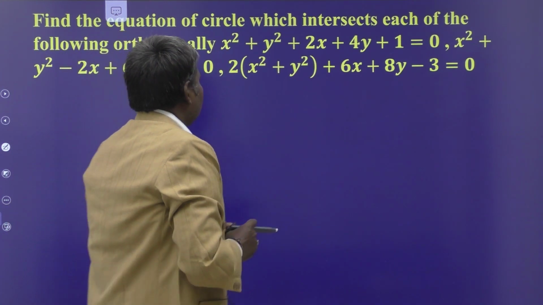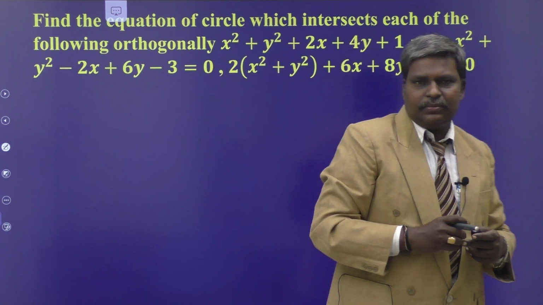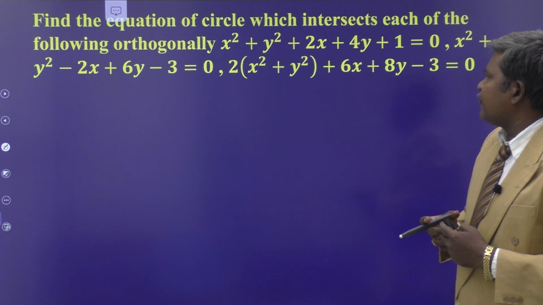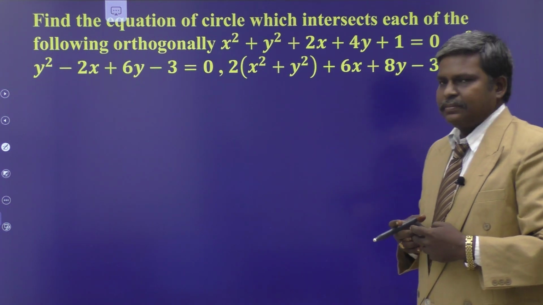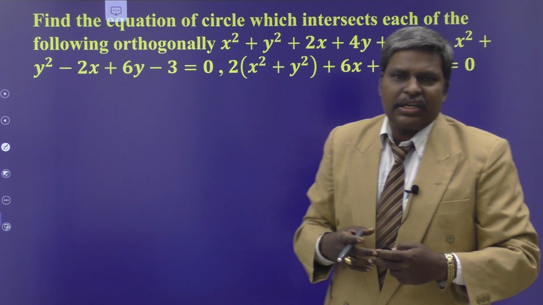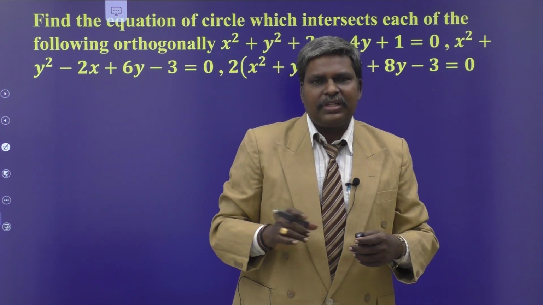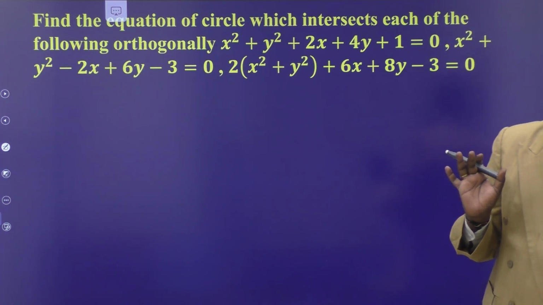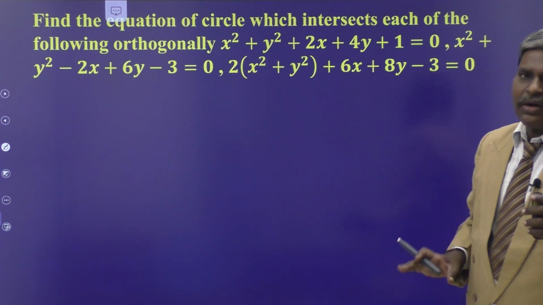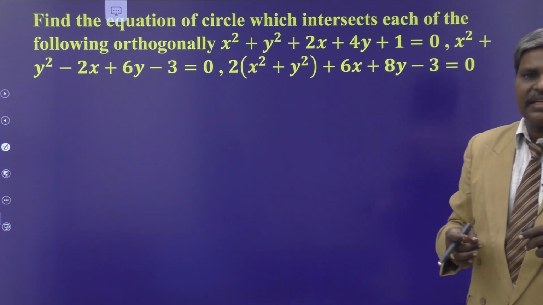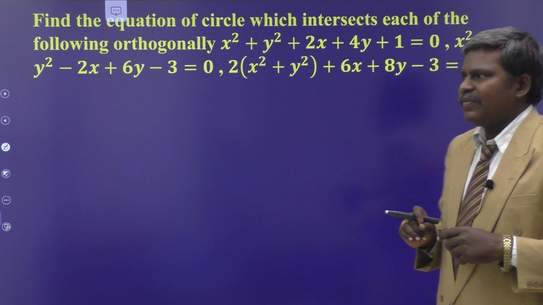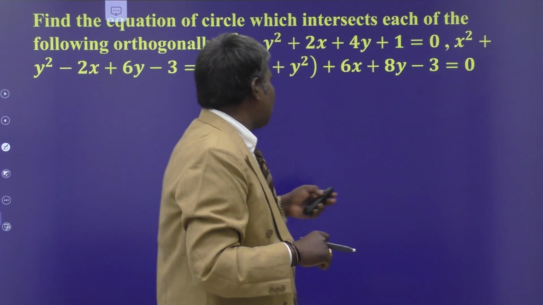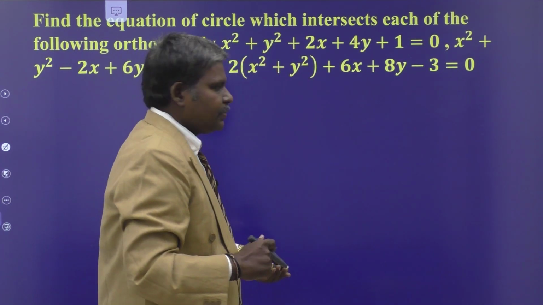See here, find the equation of circle. You have to find out the equation of circle intersecting each of the following orthogonally. So there are no other conditions here itself. The conditions are, the 3 conditions are cutting orthogonally. So you have to find out the equation of circle intersecting orthogonally the 3 given circles. There is no other condition.